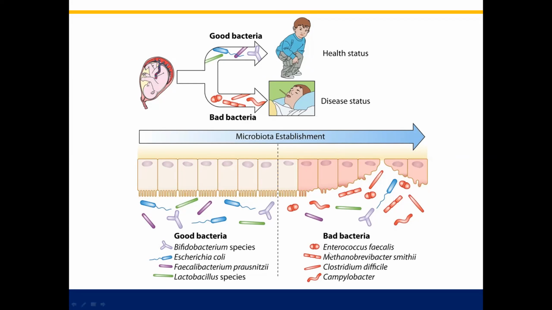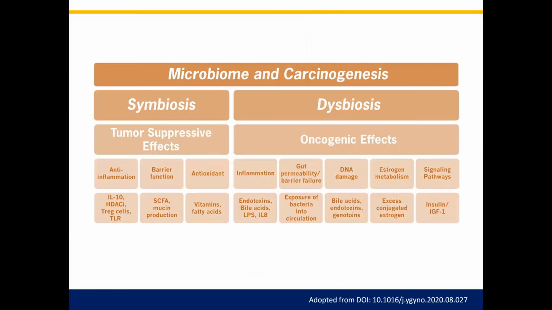For example, here we are going to deal with biopsies where it can go for IBD diseases, which can lead to colorectal cancer. With reference to carcinogenesis, we can see here that symbiosis and dysbiosis can lead to tumor suppressive effects as well as oncogenic effects. If there is symbiosis in your microbiome, then it helps in anti-inflammation, barrier functions and antioxidants, with the help of specific functions.